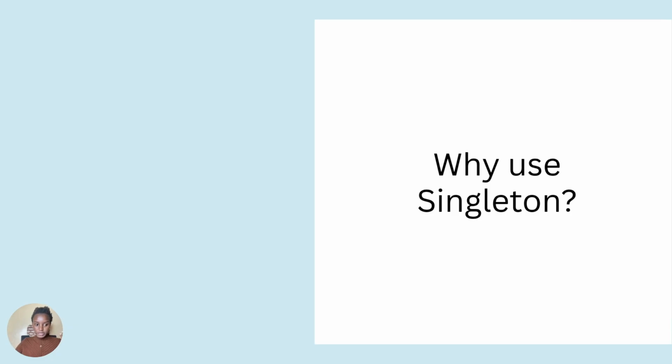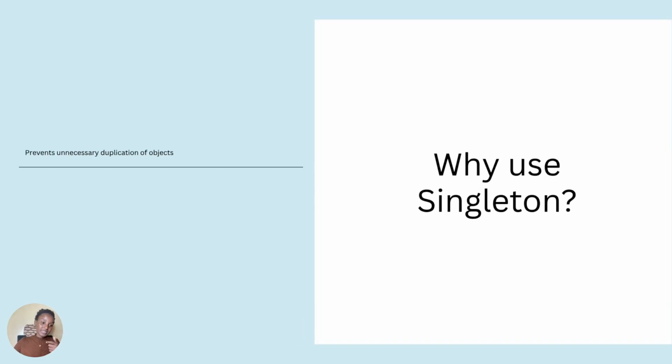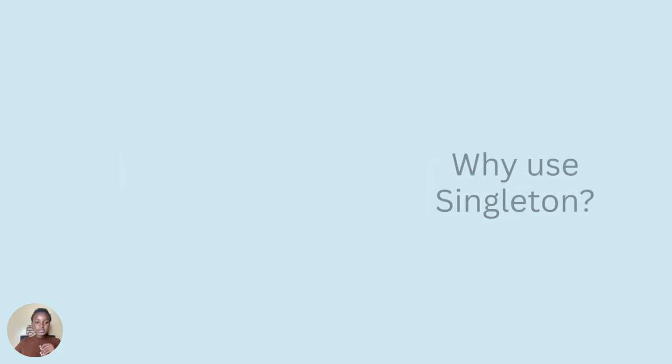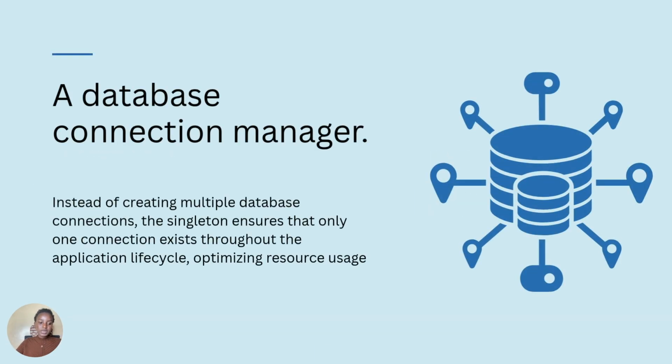So why should you use singleton to begin with? It prevents unnecessary duplication of objects. There are some cases where you don't want these duplicates whatsoever, so then it comes in. It controls shared resources of an application. And lastly, it ensures consistent access to a global instance, because once this singleton is created, you can access it from anywhere in the application. A good example of this is the database connection manager.